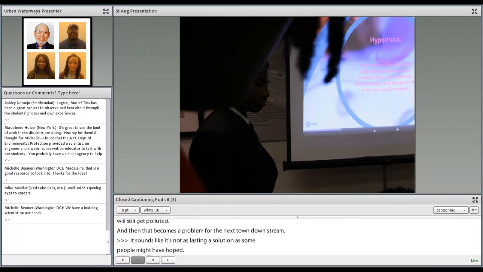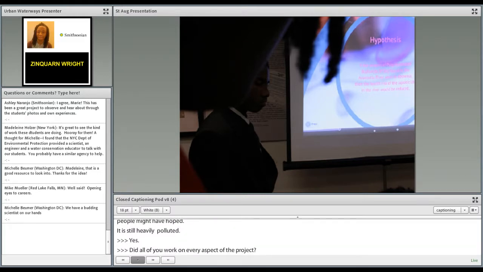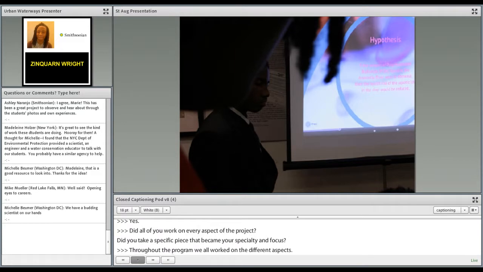Now, did all of you work on every aspect of the project, or did you take a specific piece that became your specialty and your focus during that time? Well, throughout the program, we all worked on the different aspects, but then in the end, when we had to do a presentation on it, we all chose a specific piece from the entire thing. Interesting. So you got to focus on your favorite piece, and then you presented to your classmates, or what was the presentation?